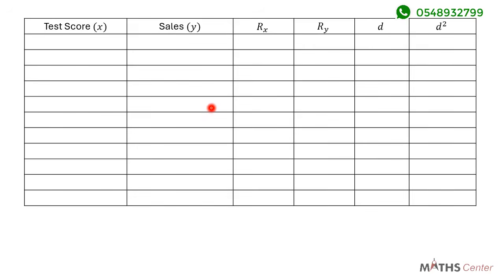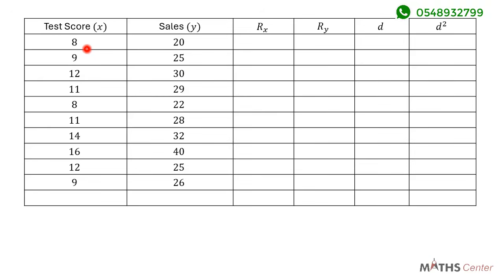Let's do that. We will have a table with 6 columns. In the first column, we have the test scores. I'll call that X. In the next column, we have the sales. I'll call that Y. In the next column, we have Rx, where we will rank the X values. The next column we have Ry, where we will rank the Y values. Then we have D, which is the difference between Rx and Ry, and then D squared, which is the square of the D values. Here are the test scores, and here are the sales values.